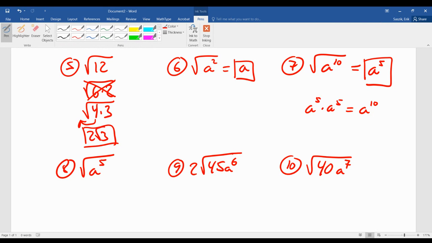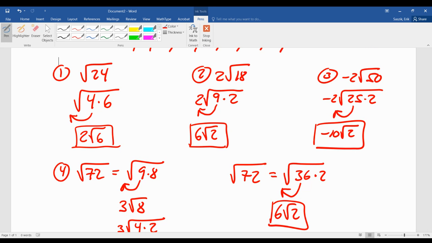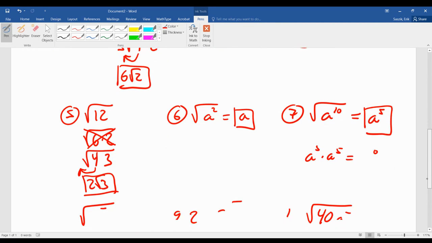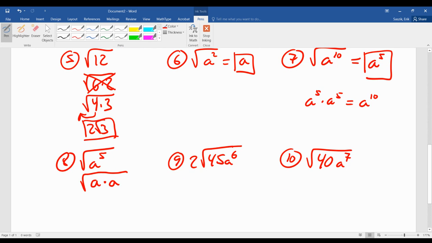Now, if you have an odd power, that makes it a little bit harder, right? So what you would do with an odd power is you would change the a to the 5th to a to the 5th times a. Remember, there's an invisible 1 there. That's a mistake. Let's fix that. This would be a to the 4th times a to the 1st. Because remember, when we're multiplying, we add the exponents. 4 plus 1 would be 5. So we can break it up like that.